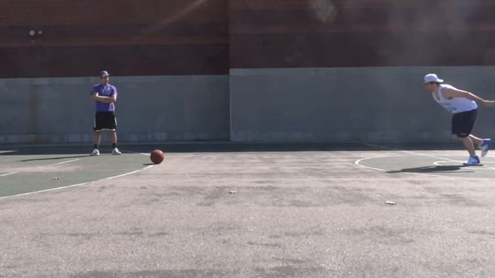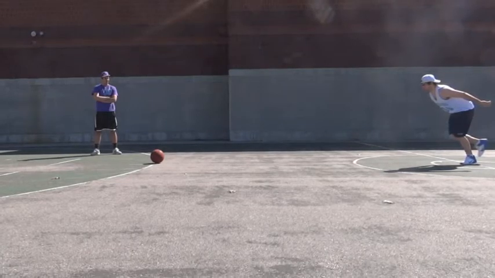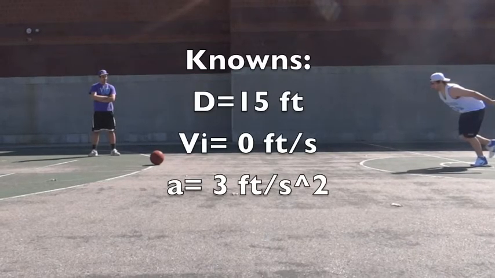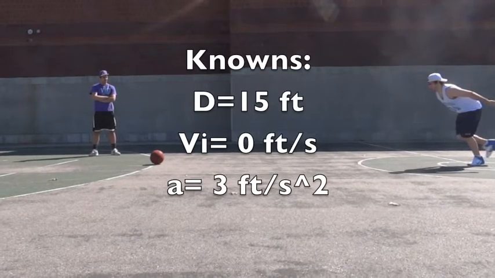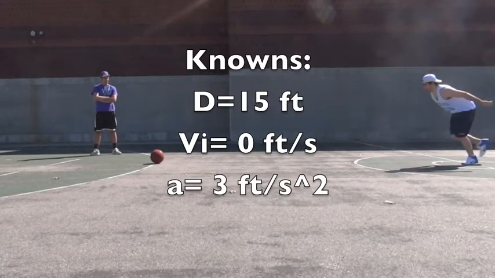It takes him 1 second to pass the ball once he gets to it. Mark's acceleration is 3 feet per second squared. Let's look at our knowns. Distance equals 15 feet, initial velocity equals 0 feet per second, and acceleration equals 3 feet per second squared. We are looking for time.